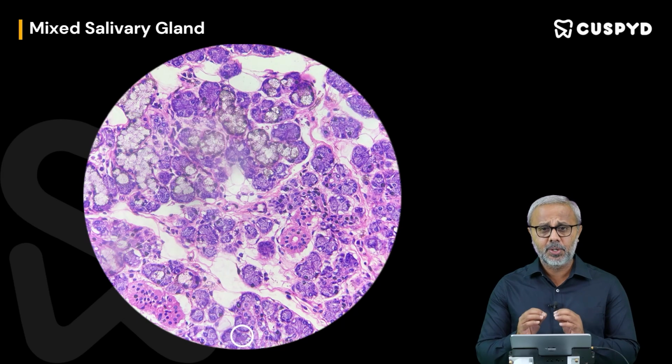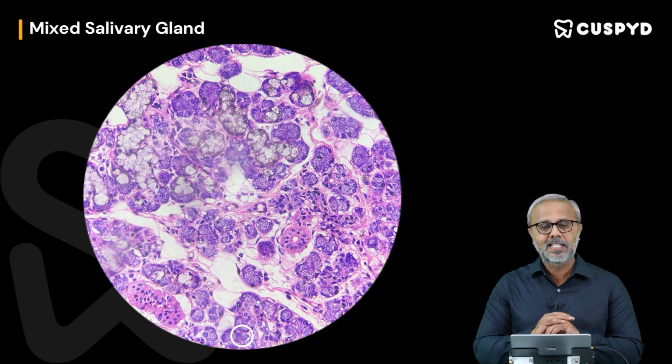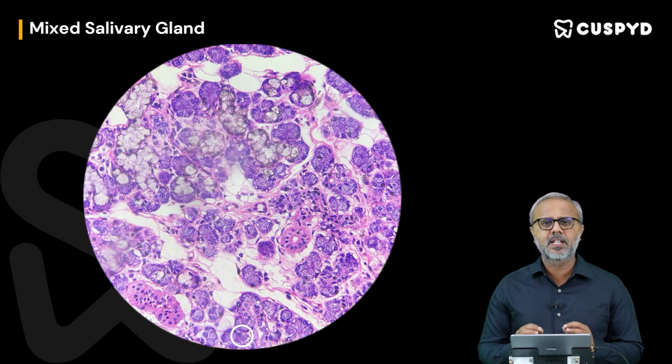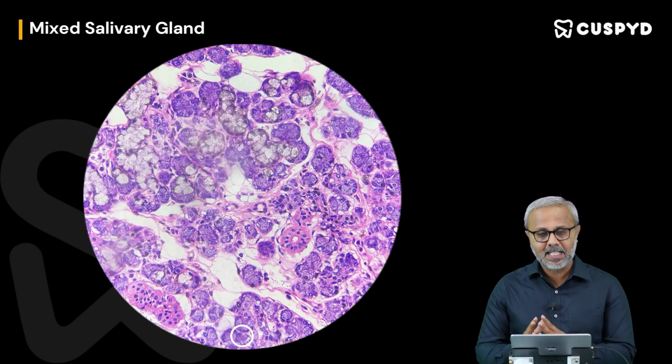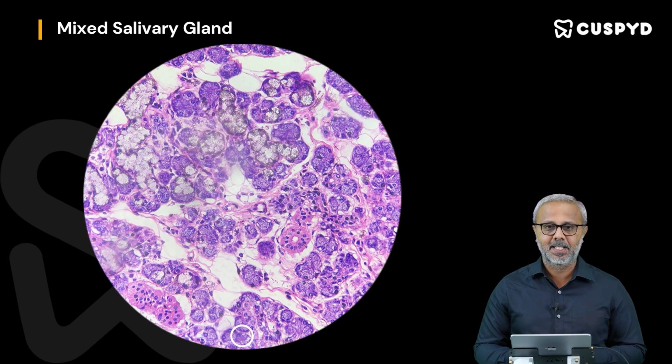And remember, how do you differentiate this from serous salivary gland? Serous salivary gland will contain only serous acini. There are no mucous acini. There are no serous demilunes. The connective tissue is plentiful in case of serous salivary gland, and the duct system is very well developed in case of serous salivary gland. These are the features which will help you differentiate between serous salivary gland and mixed salivary gland.